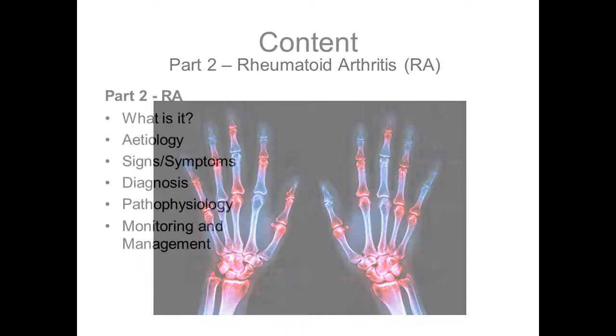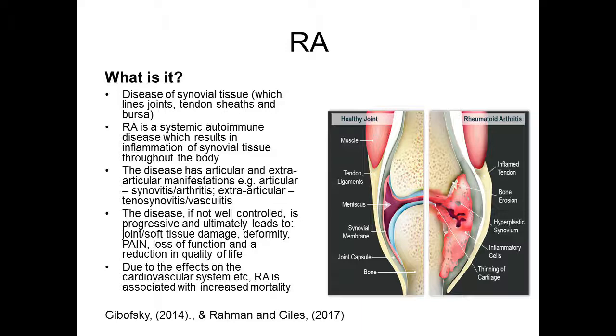So, just like osteoarthritis, we're going to start by looking at what is rheumatoid arthritis. Essentially, rheumatoid arthritis is a disease of synovial tissue, which lines joints, tendon sheaths, and bursa, which is why it is a disease with intra and extra articular features, and is a systemic disease which can affect the entire body. It's an autoimmune disease which results in inflammation within synovial tissue.